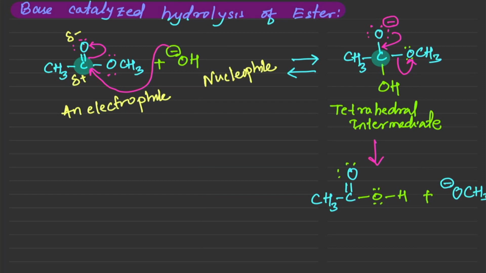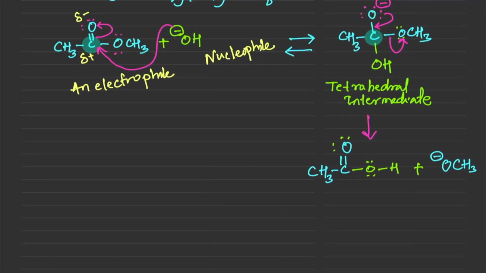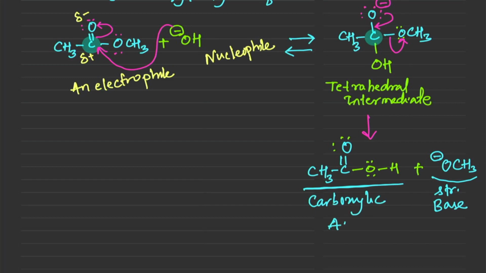CH3O minus. And you notice CH3O minus is a very strong base, pretty strong, just like you have OH minus. And what you see here, we just made a carboxylic acid. So obviously this is an acid and this is a base. So what happens when you have acid and base? You're going to neutralize it.